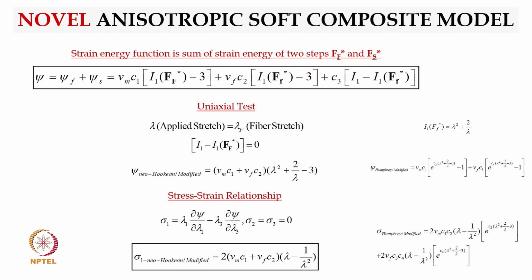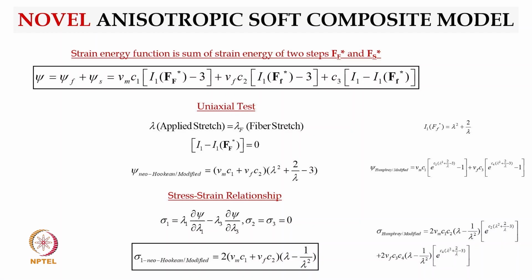If you apply the uniaxial test condition, the applied stretch becomes equal to the fiber stretch, okay. So the I1 minus I1 FF star goes to 0. So from a Neo-Hookean perspective, where we have started with both the matrix and fibers as separate Neo-Hookean materials, the strain energy goes down to this. It is nu m C1 plus nu f C2 whole times lambda square plus 2 by lambda minus 3. Very simple equation, but this is not usable just yet.